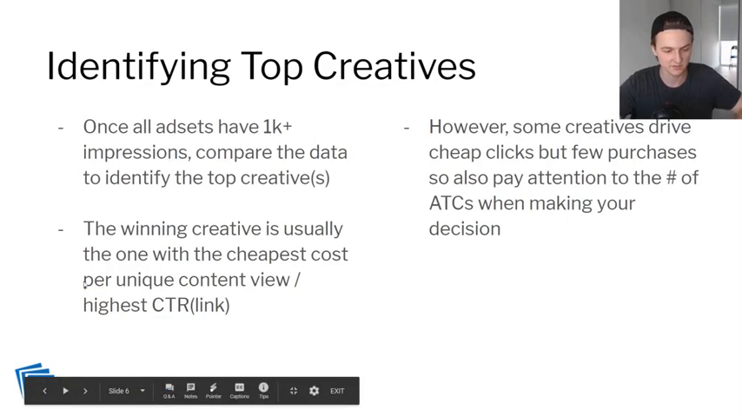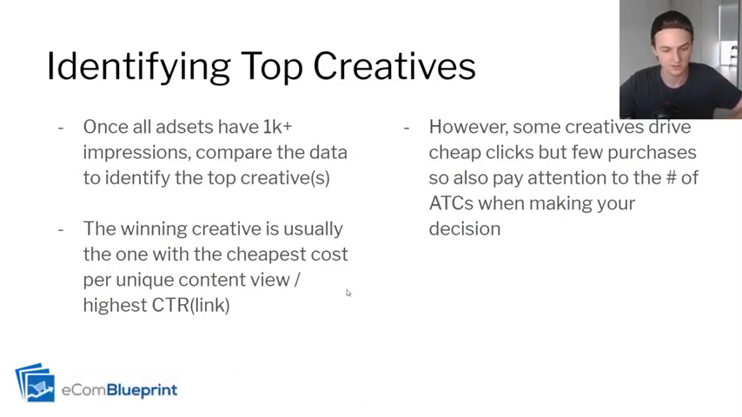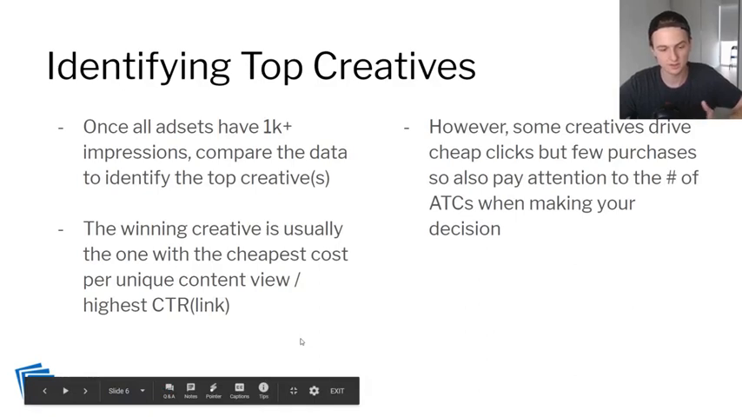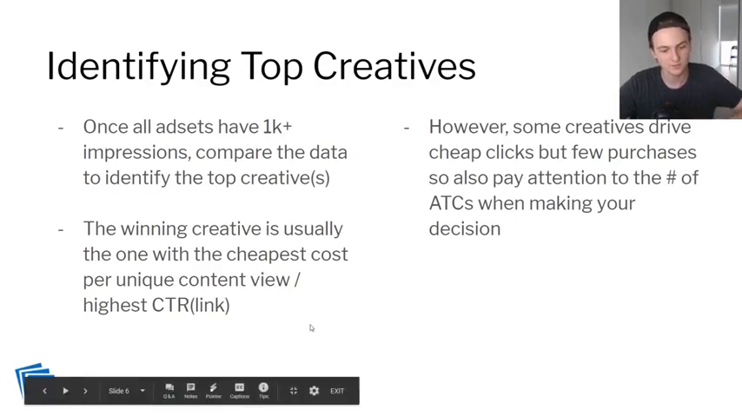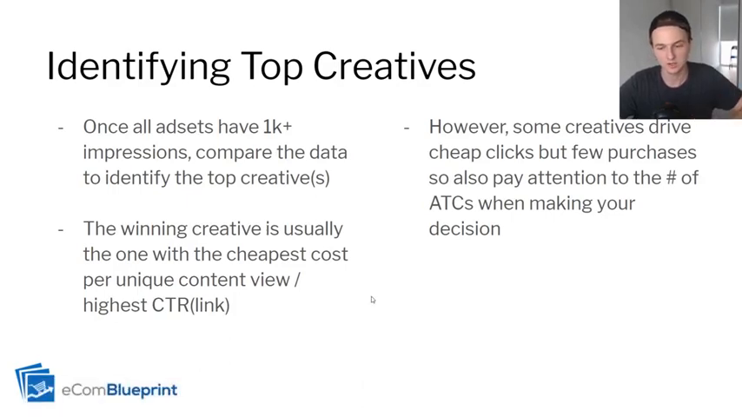These metrics kind of go hand in hand. If you have a high CTR, you're going to get a cheap cost per content view. And so usually the best creative is the one with the highest CTR and lowest cost per unique content view. However, you do need to pay attention to the add to carts as well. Some creatives will drive a lot of cheap clicks, but they won't drive any add to carts. And on the other hand, some will be a bit more expensive per click, but they'll drive a lot of add to carts, right? And this is important.